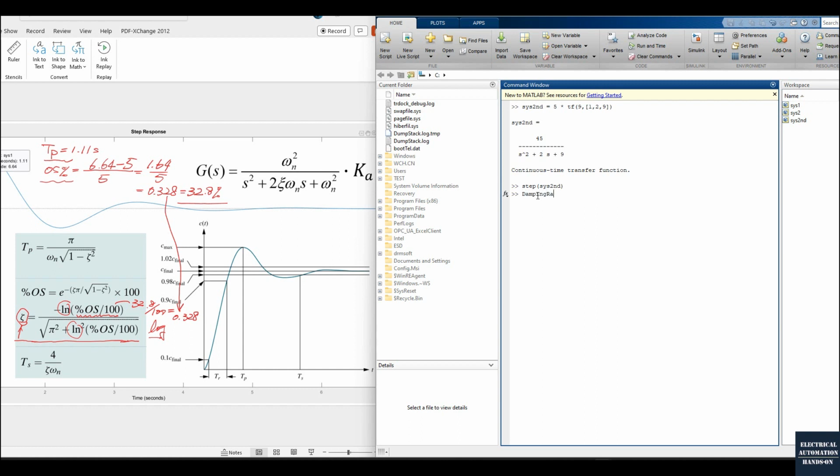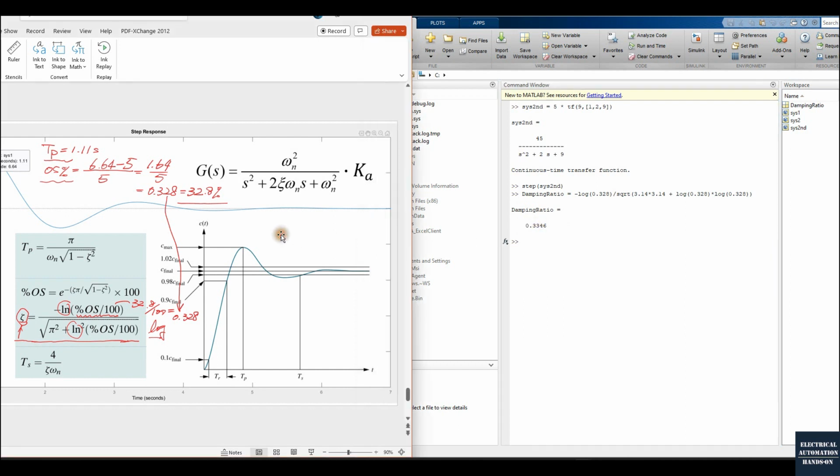All right, here the damping ratio equal to, so the numerator is minus ln 0.328. Okay, and the denominator comes from a square root, the square of pi, 3.14 multiplied by 3.14, plus this area, and this area is ln 0.328, and this is squared, right? So we'll multiply 2 times. Okay, so we will see this damping ratio equal to 0.3346. Okay, we can write down here this damping ratio equal to 0.3346. Okay, this is the damping ratio.